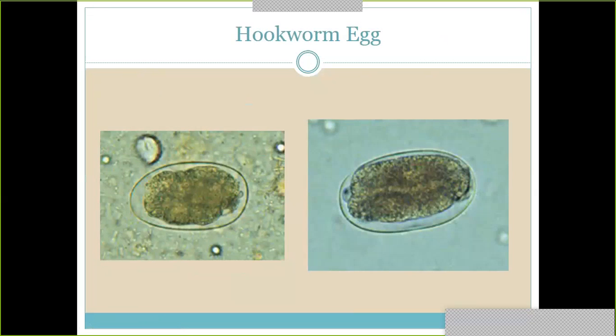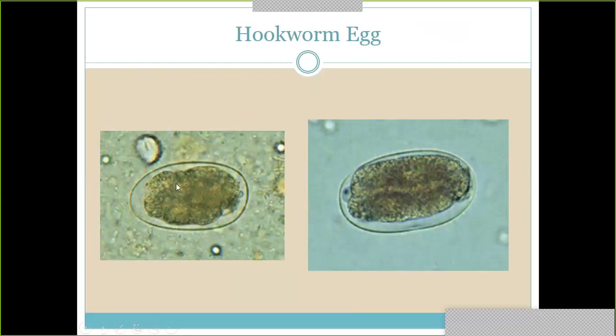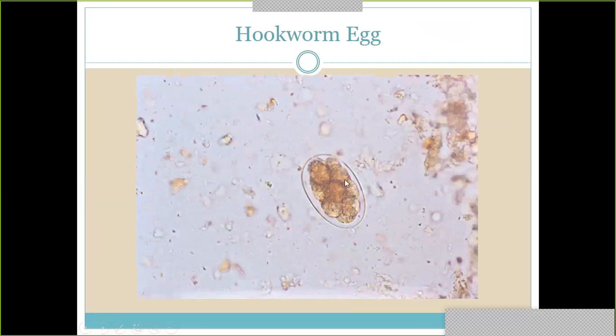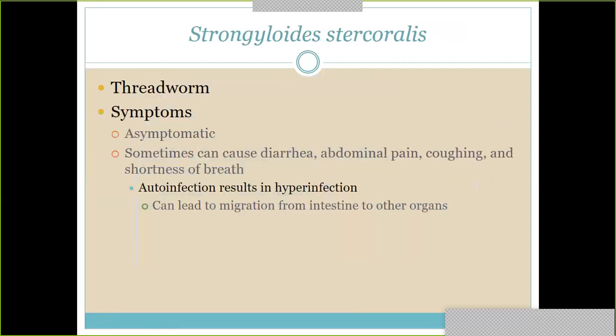And then it did say the contents could be disorganized, I think. Disorganized globular content. So they're not always in a nice look. The inside isn't going to look identical every time. It's just this nice clear shell. But they can look kind of different in each version. But do know hookworm egg.